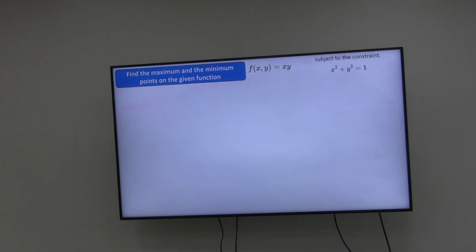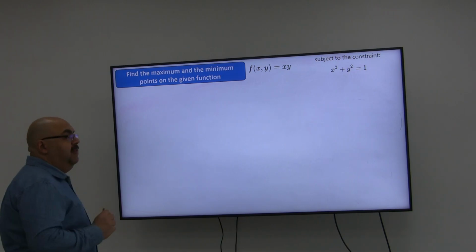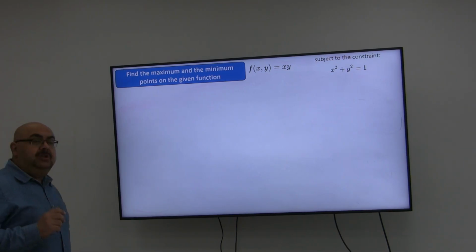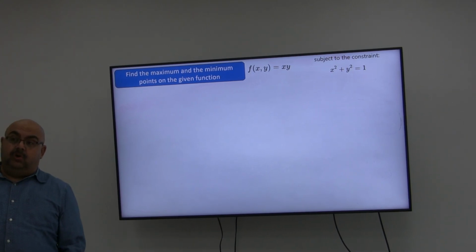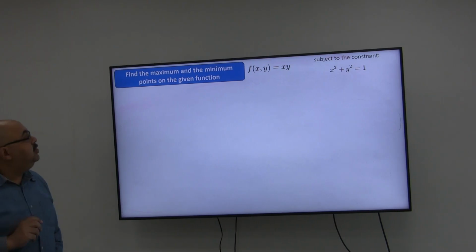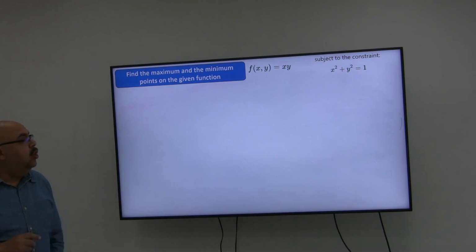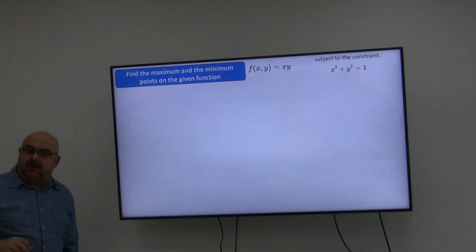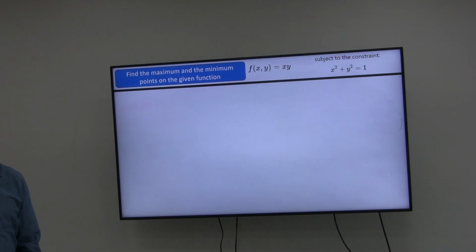Okay, let's go through this problem. He wants you to find the maximum and the minimum points of the given function f of x y equal to x times y, subject to the constraint x squared plus y squared equal to 1. So I need to maximize or minimize the value of the function f equal to x times y, but just only on the points of the circle x squared plus y squared equal to 1, the unit circle. Okay, done. Now I have a constrained optimality.